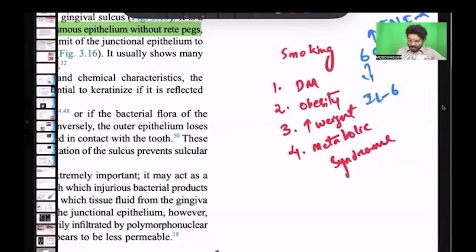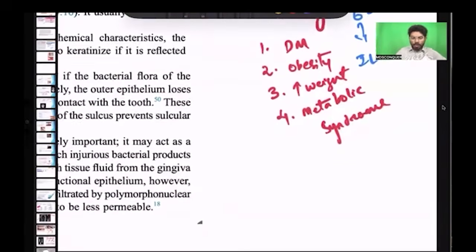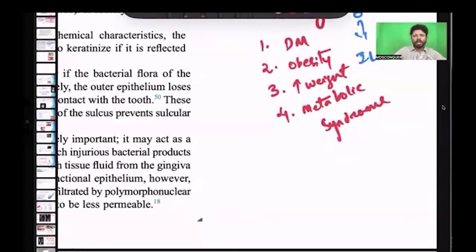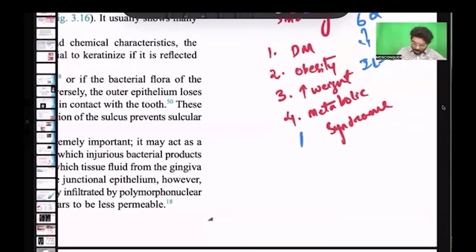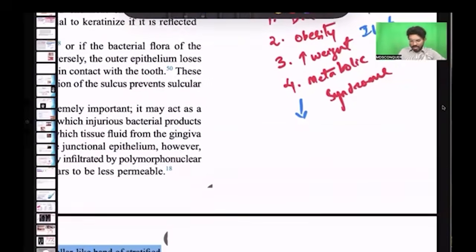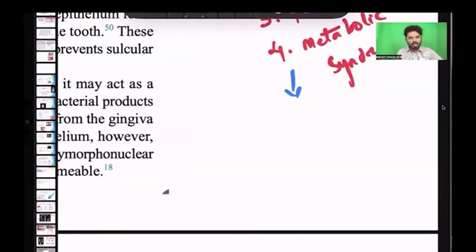So as I said, we'll try to learn a few important points about some systemic diseases, particularly metabolic syndrome, because there were a few questions on this in the INICET. So we'll talk about this. What is metabolic syndrome? Anyone know what is the definition of metabolic syndrome? According to the textbook, it is basically defined as a patient having abdominal obesity.